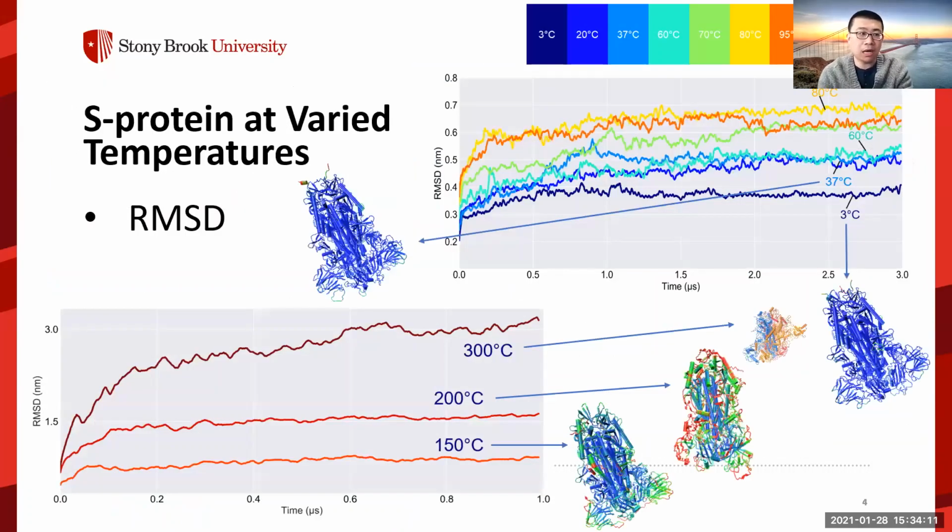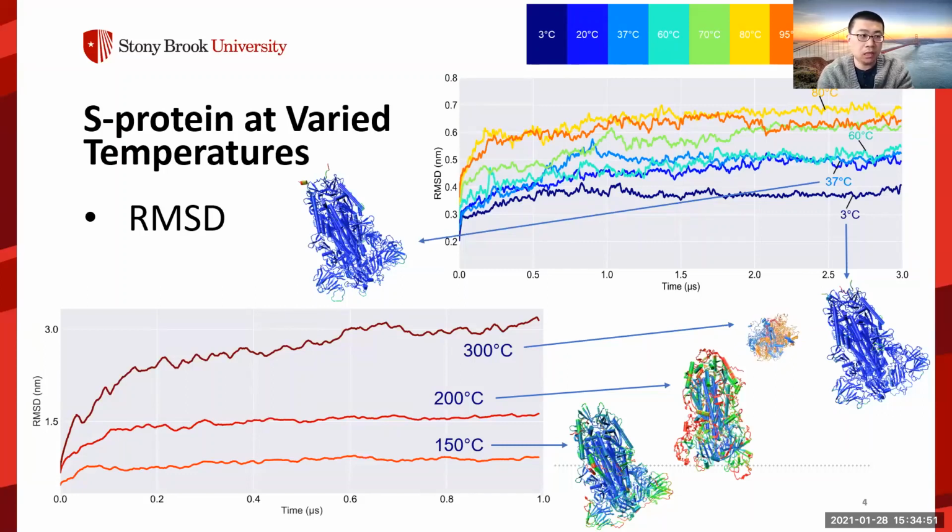First of all, I want to show the MSD results for the spike protein at different temperatures. Here in the top right figure, I show the MSD values for temperatures between 3 degrees and as high as 95 degrees. Our simulations last 3 microseconds, and here we already deleted some equilibrium warm-up phases. We can see that as the temperature increases, the MSD values also monotonically increase.